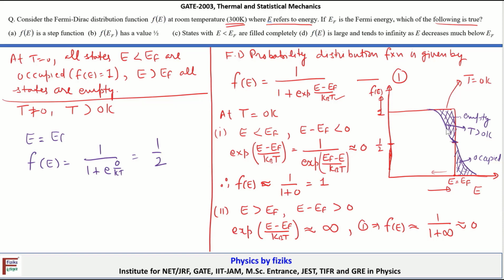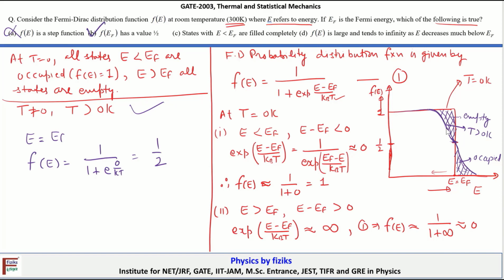Now if you take a look at the options, option A says f of E is a step function. At non-zero temperature it's not a step function, it is something like this. It is a step function only at absolute 0. So A is not correct. F of EF has a value of 1 by 2. Yes, that's true, as we just discussed here. So B is the correct option.